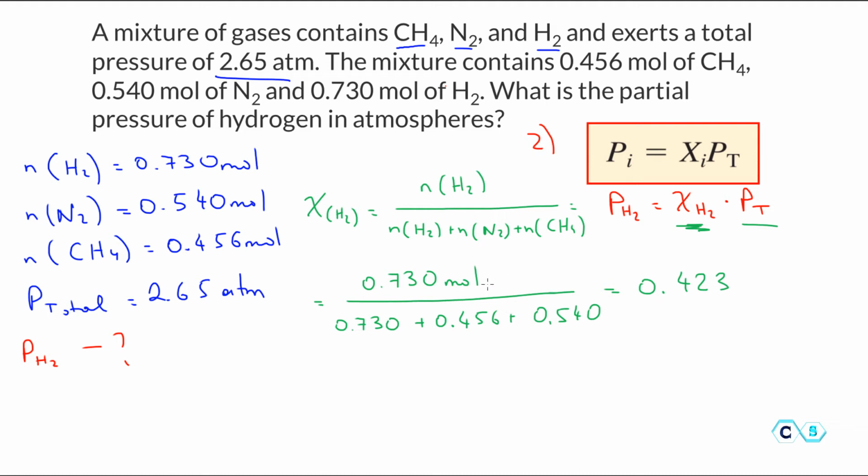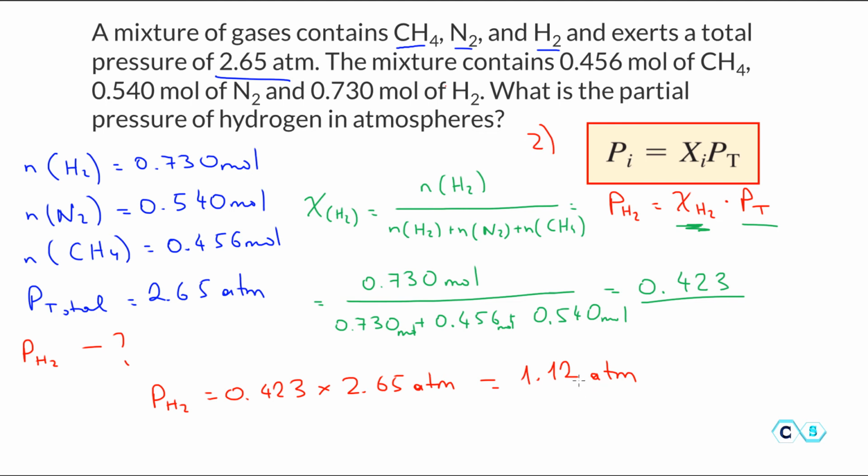No units, it's a ratio of moles to moles. All of these are moles here. This is the mole fraction of the hydrogen, or in other words, this is the percentage of the hydrogen. How many percent of the mixture is hydrogen? It's about 42%. And so finally what we want to do is write down that the partial pressure of the hydrogen in the system will be equal to the mole fraction, 0.423, multiplied by the total pressure, which was 2.65 atmospheres. And this is equal to 1.12 atmospheres with 3 significant figures.